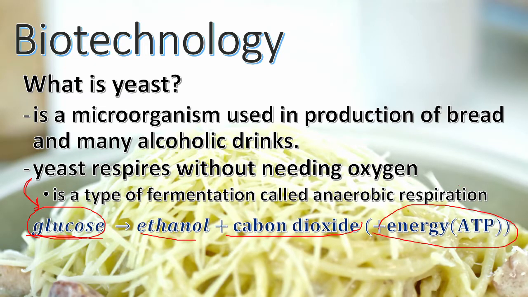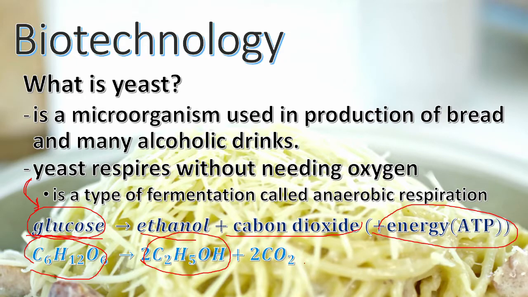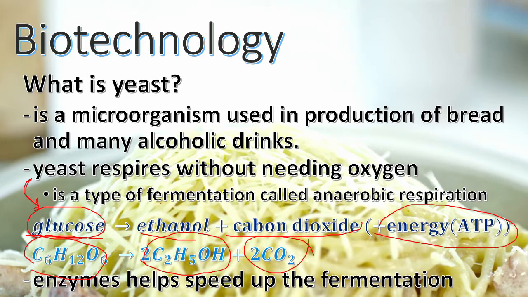This is a metabolic process, and this is the chemical symbol for this process. So this is our glucose, this is our ethanol, and this is our carbon dioxide. Enzymes help speed up the fermentation.